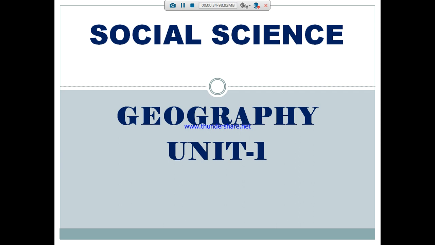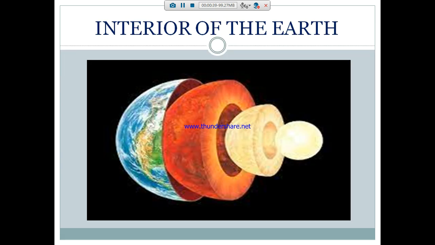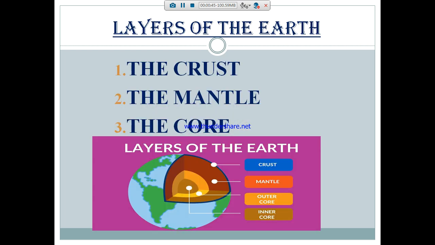So we are seeing the lesson of geography, unit 1, interior of the earth. In the interior of the earth, we had seen about the layers of the earth. Layers of the earth means the crust, the mantle, the core. So what are the 3 layers of the earth? The crust, the mantle and the core.